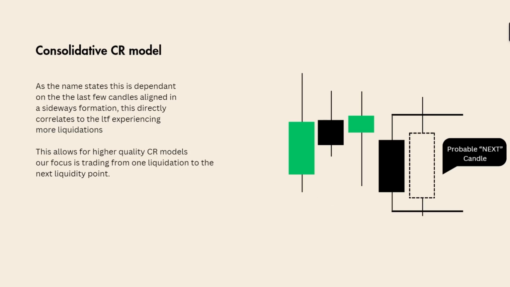Okay, this also allows for easier transfer from liquidity point to liquidity point, where we see a much higher chance of manipulations. And this is good for us because that's what the CR model is founded upon: manipulations and liquidations. So we can always expect that the probable next candle in this sort of trend would be another candle that sweeps both the high and low of the previous candle. And at that point, you'd find your entry point and exit point.